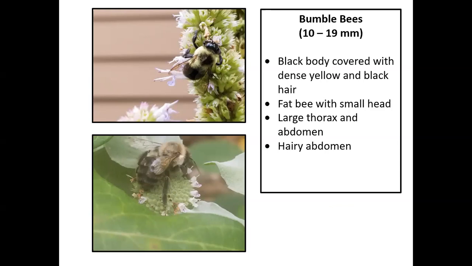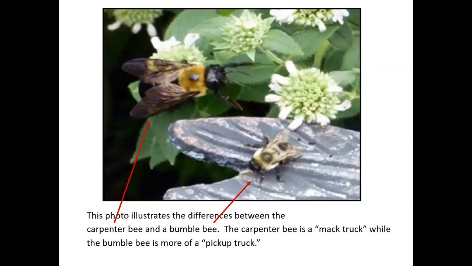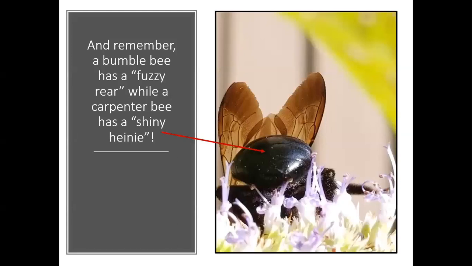Bumblebees are covered with hair all over, whereas if you remember, the carpenter bees do not have that on the abdomen. So here's a good comparison picture, and also just to show you the size difference between the two. A carpenter bee is much larger than a bumblebee. We've got this nice little analogy here that the carpenter bee is like the Mack truck and a bumblebee is a pickup truck. So really they appear similarly, but the carpenter bees are just much larger in appearance. And again, remember that the bumblebees have the fuzzy rear and the carpenter bees have a shiny hiney.